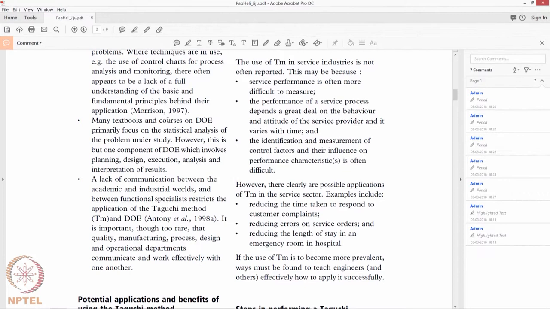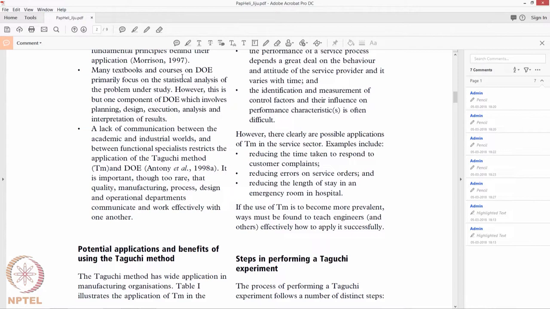And oftentimes what happens is there are some textbooks and courses on design of experiment. They focus primarily on the statistical analysis of the problem under study. But this is only one component of the DOE, whereas you need to be able to do the planning, the design, the execution and inference. That becomes very important. I just tell you this is the DOE, you use it, you get the responses. It is only one part of the game.